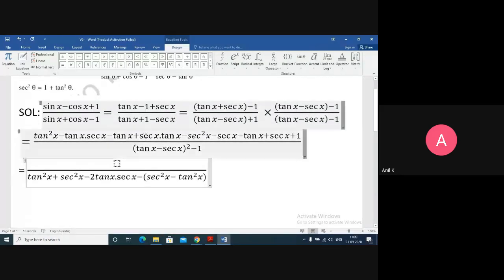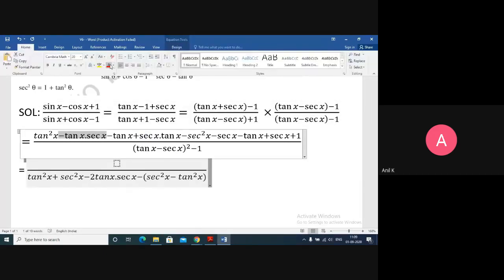Just check it out. First of all, for example, you have minus tan x sec x. Let me change the color so that you can understand. And here we have plus tan x sec x. Can I cancel them? Because they are the same terms with opposite signs. So both will get cancelled. Next, any cancellations further?